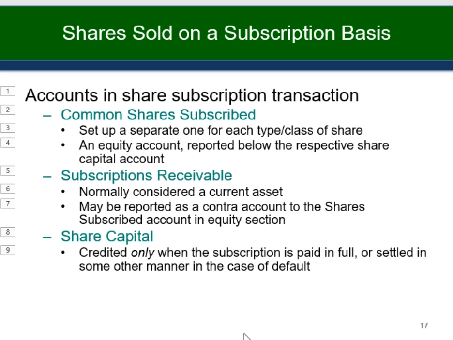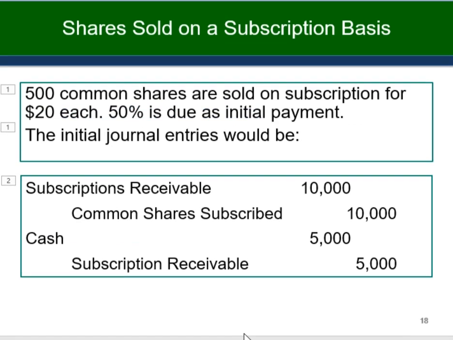Share capital is credited only when you've actually paid for everything, or it could be settled in some other manner, in which case you receive a partial issue of the common shares in the case of default on those shares. So it's not actually part of share capital until the subscribed shares are exchanged for actual common shares issued and outstanding.